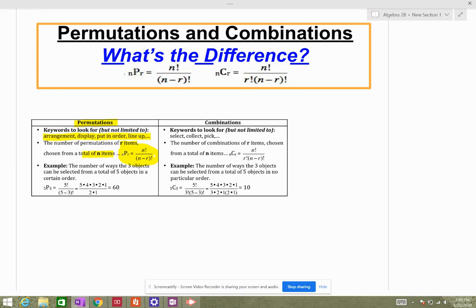So let's say I have a total of 5 things that I'm picking, and I am selecting 3 out of the 5. There we go. I can use this formula.